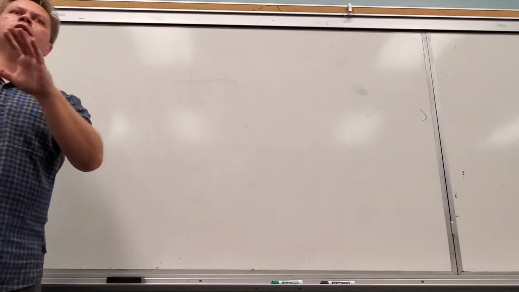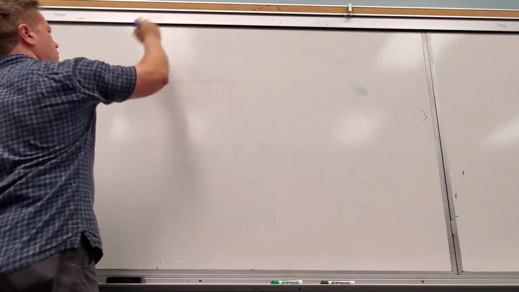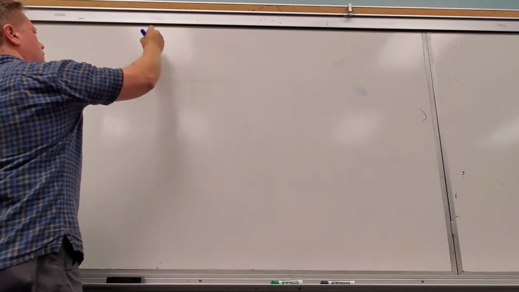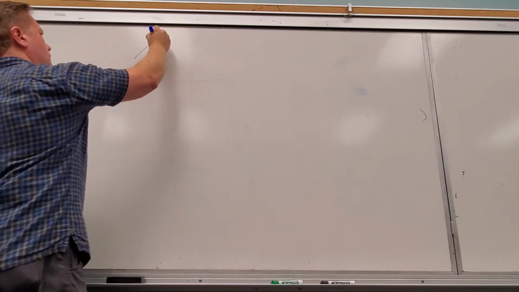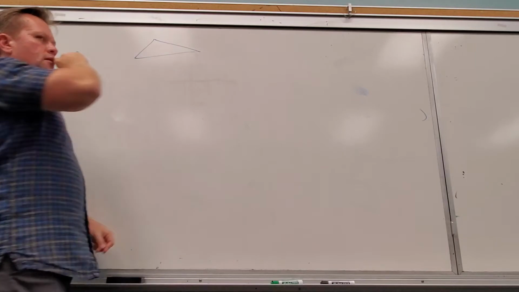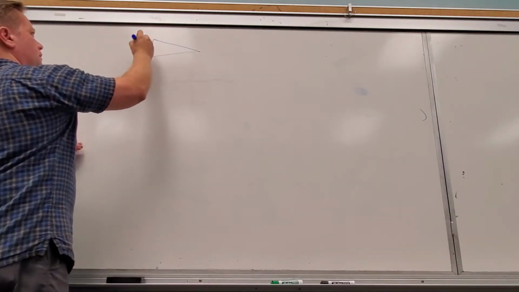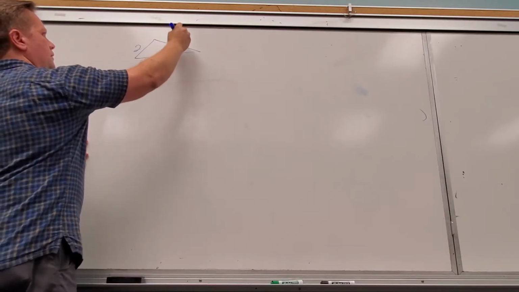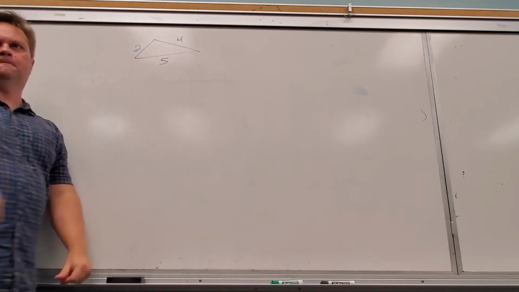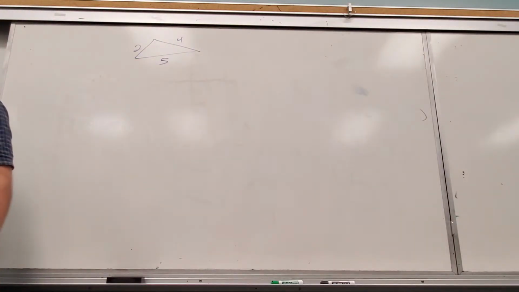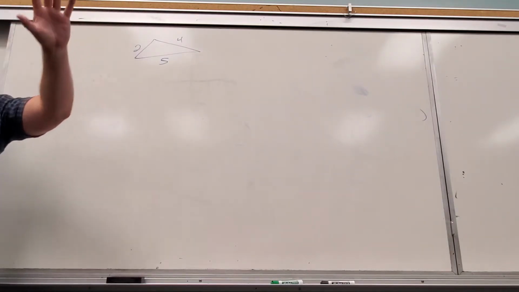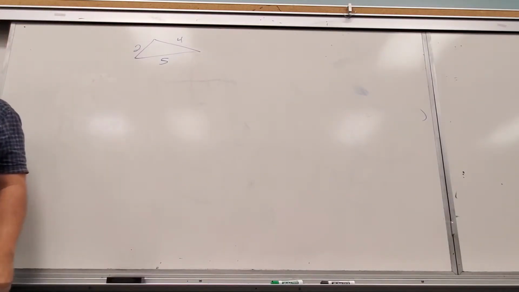What word problems try to do. Let's start with something like this. A little triangle. It doesn't even matter what the shape is. Let's say this side is 2, this is 4, and this is 5. You guys with me? Okay, nothing freaky. What's the perimeter of that?